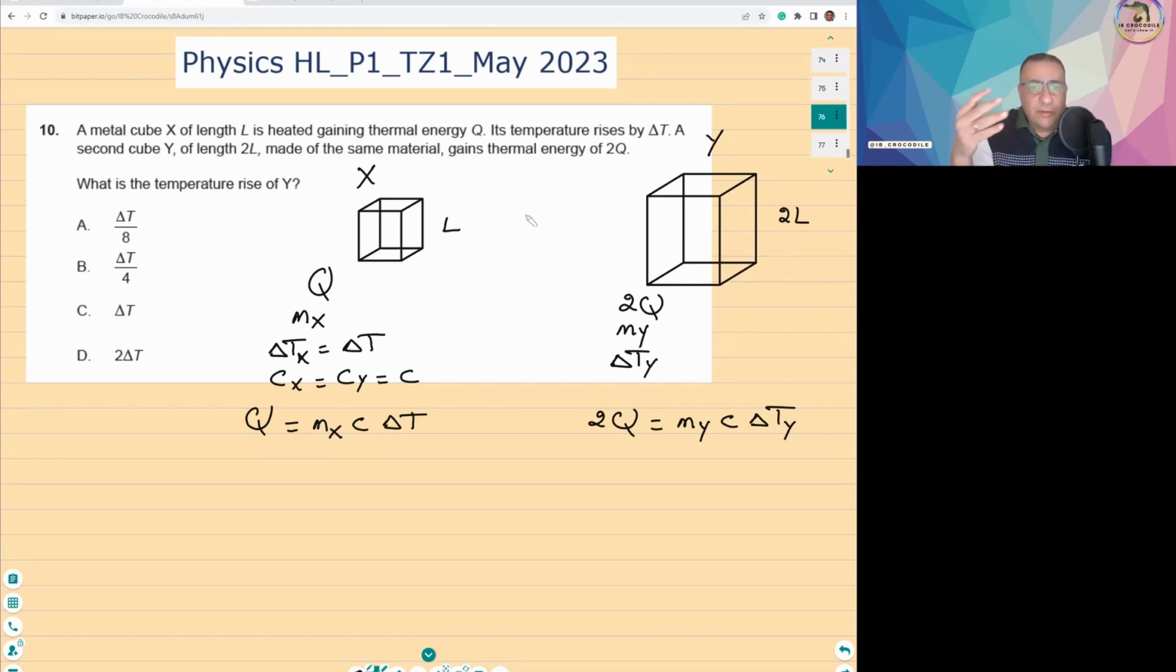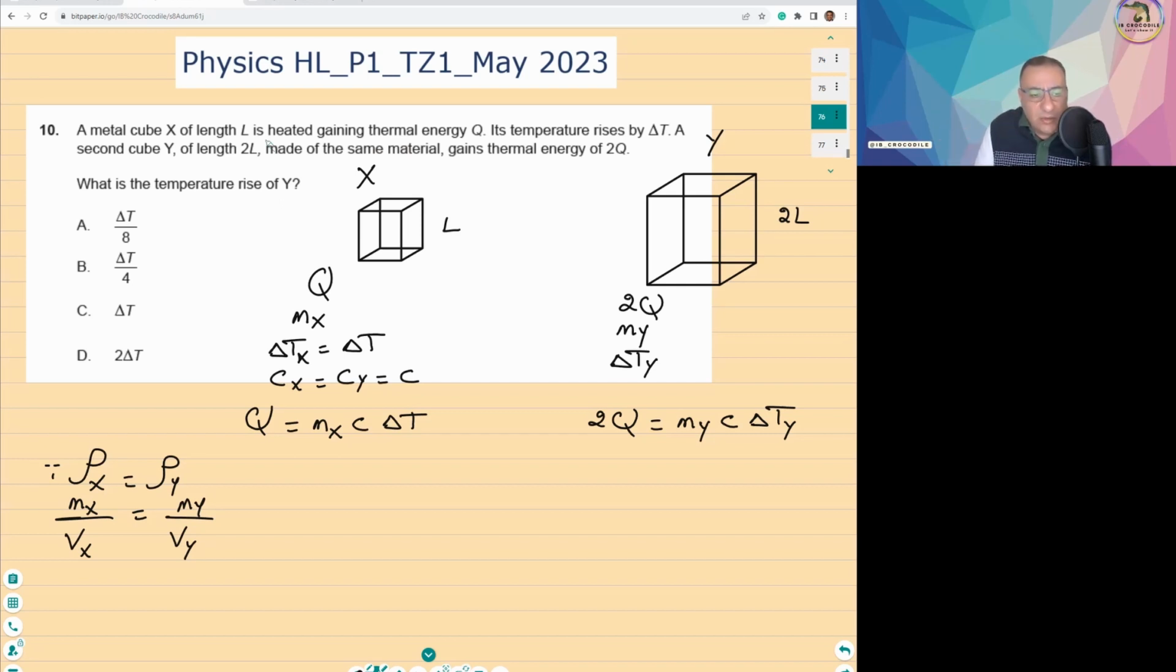Another piece of information we can get from the same material is that both cubes have the same density. So I can say rho X equals rho Y. And the density is the mass per unit volume, so the mass of X over Vx equals the mass of Y over Vy. Now, the volume of a cube is easy. It's just the edge length to the power of 3, edge length times edge length times edge length, or L times L times L.